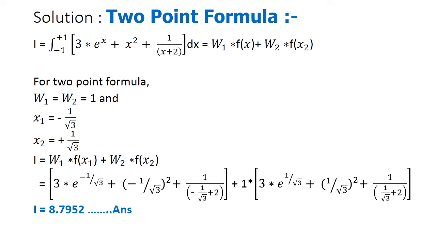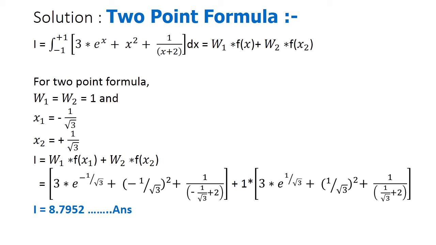Also, in case of the 2 point formula, the value of x1 is equal to -1/√3 and x2 is equal to +1/√3. I will repeat, the value of x1 is minus 1 upon root 3 while the value of x2 is plus 1 upon root 3, and the value of x was 0 in case of the 1 point formula. So that is the difference between 1 point and 2 point, that the values of the weighting function and the values of x are different.